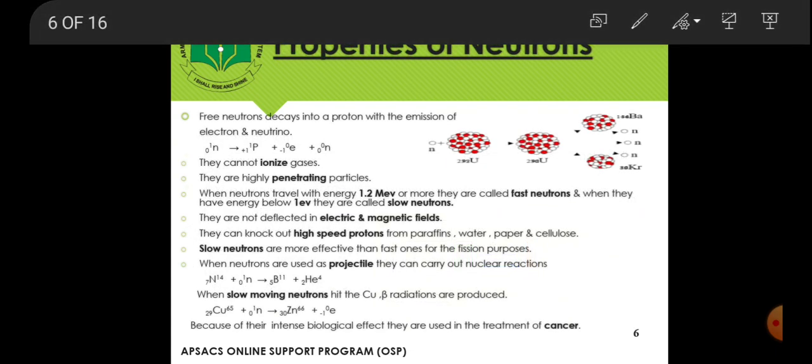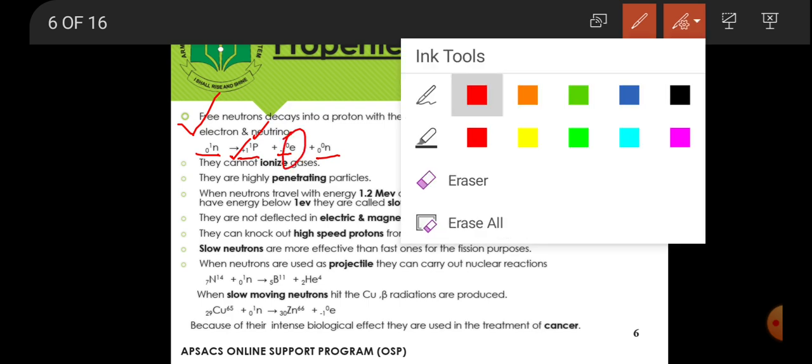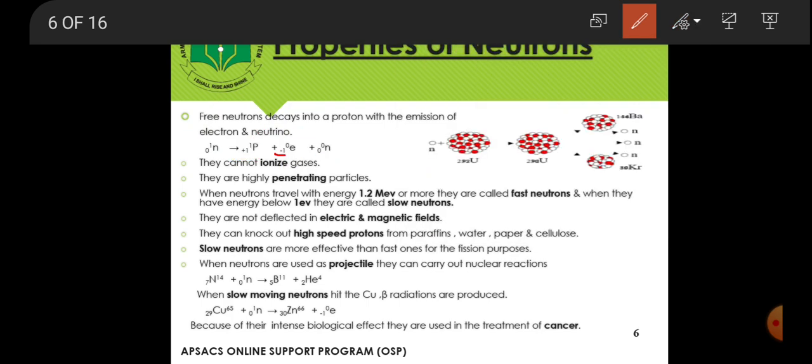Students, let's understand the properties of neutrons. Point number 1, free neutrons decay into proton with the emission of electron and neutrino. Proton has a charge of plus 1 and mass of 1. This is a beta particle. It has a charge of minus 1 and mass 0. This is neutrino. Its charge and mass is 0.